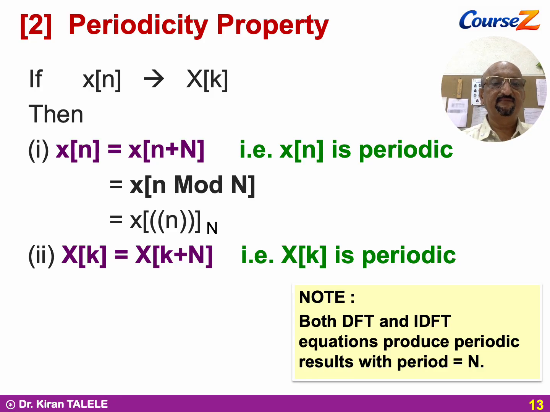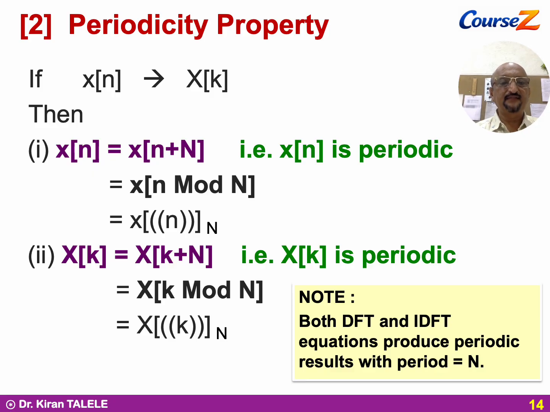periodic signals. This is valid for the frequency domain representation of X of k. So DFT produces a periodic result, that means X of k is periodic. The IDFT equation produces a periodic result, that means x of n is periodic.